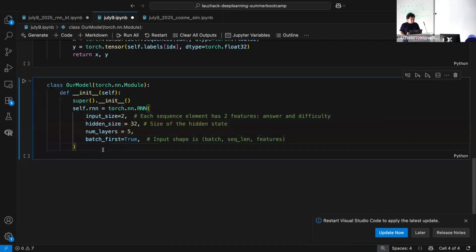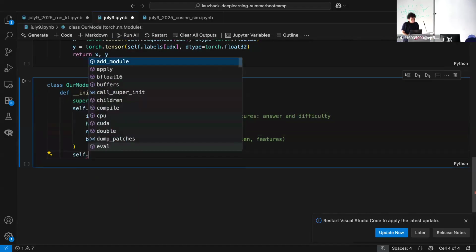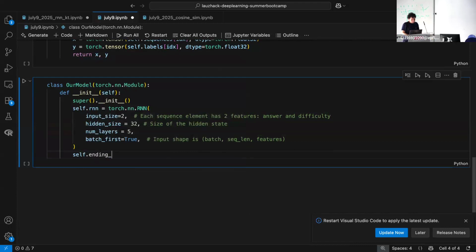Okay. And then in the end, so this is our RNN. We usually also pass a quick linear layer on top so that we can get the output. So we say self.ending_layer, hidden size was 32, yeah, and then torch.nn.Linear(32, 1). This is basically the output layer.